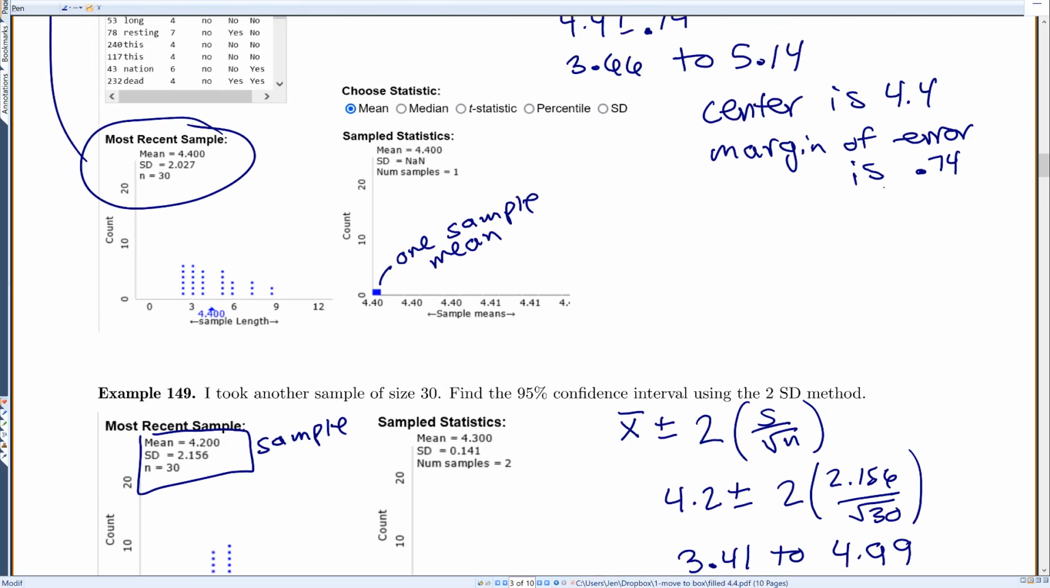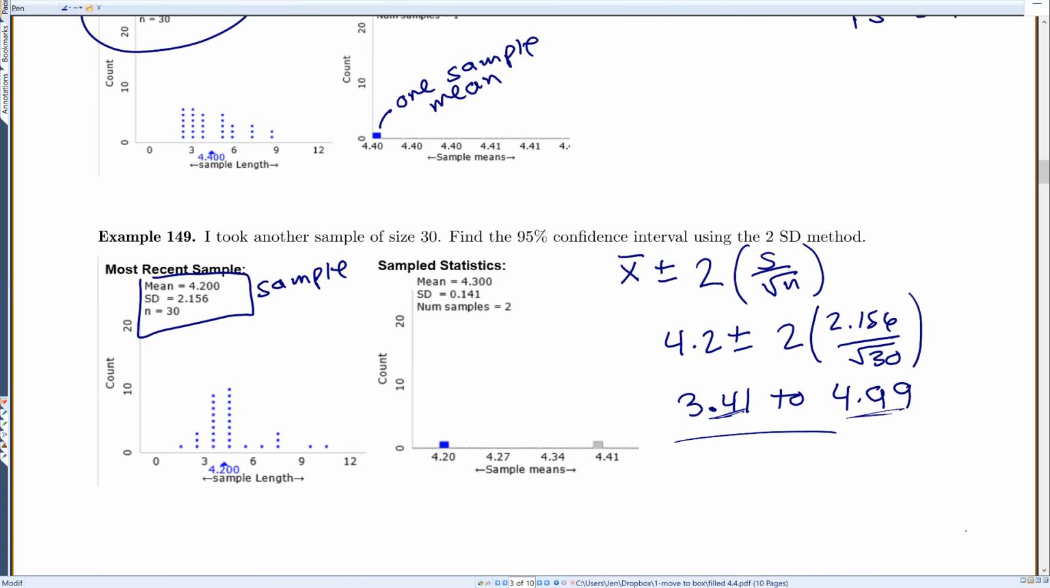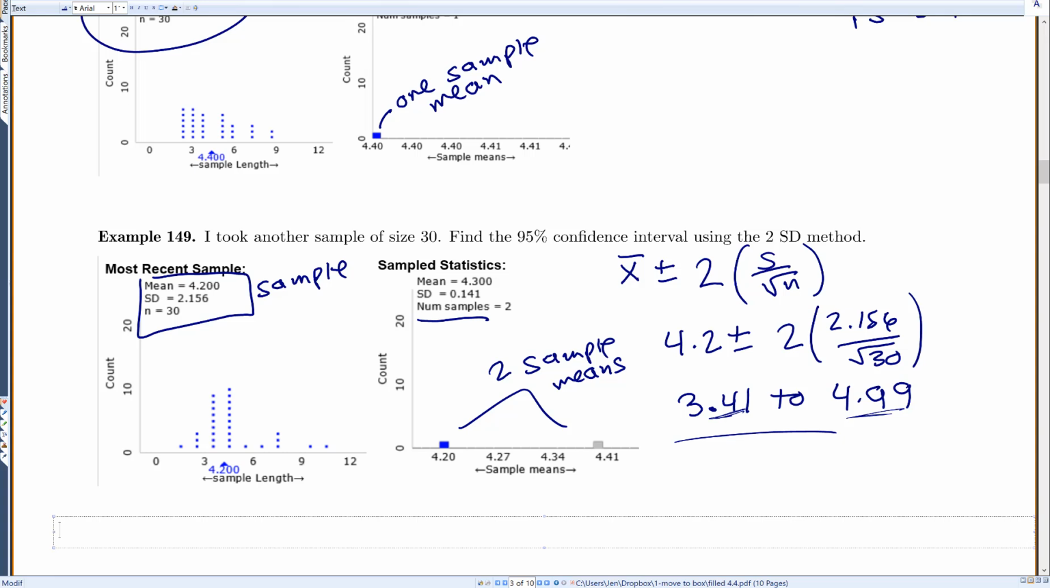Now, do you notice, is there a difference in these confidence intervals? Before I was at 3.66, now I'm at 3.41 as my lower endpoint. And my upper endpoint looks like it changed as well. So every different sample I pick gives me a different confidence interval. Now I've taken 2 samples, so here are 2 sample means. Different sample means give us different confidence intervals. In fact, let's write that out: different samples give us different confidence intervals.